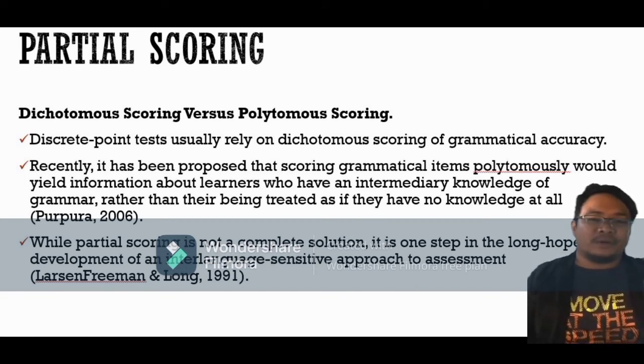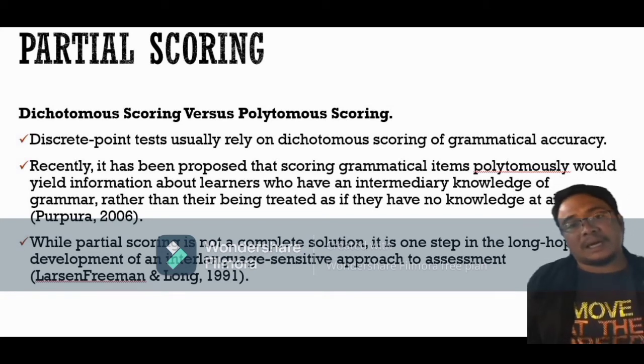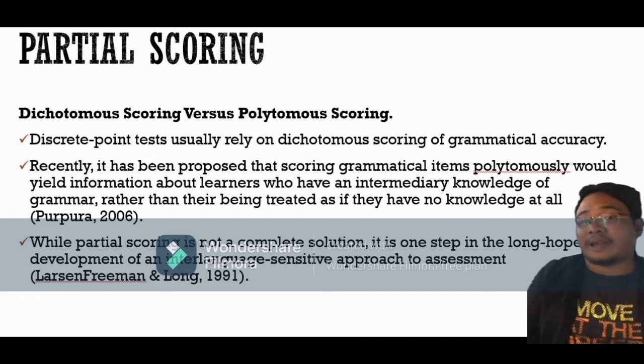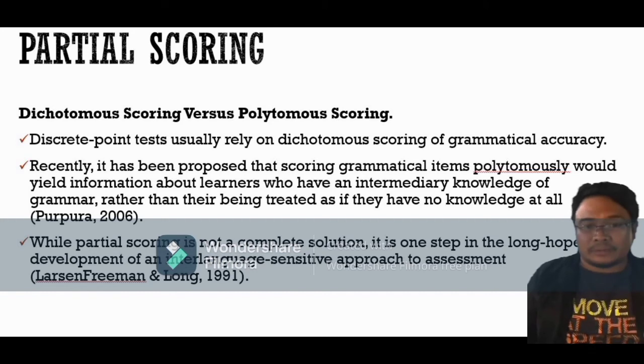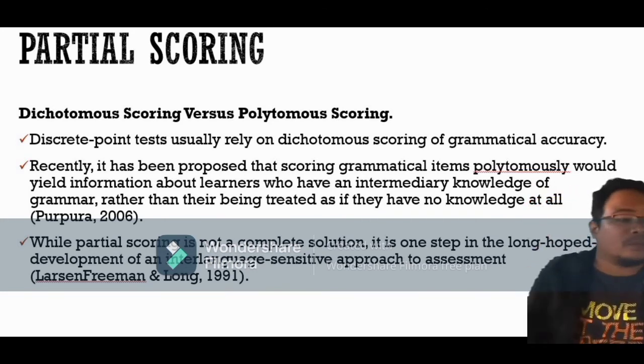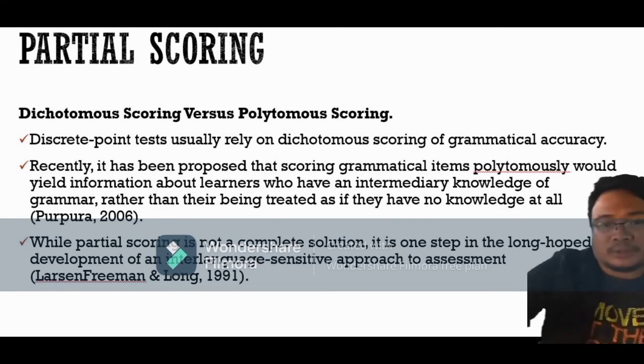So it's something that lets the student still earn points because of what he knows about the particular question, not totally removing that chance, not disregarding the knowledge that he already has. Because if we put it in multiple choice, he might get 0 totally, yeah? So that's the difference between dichotomous scoring and polytomous scoring.